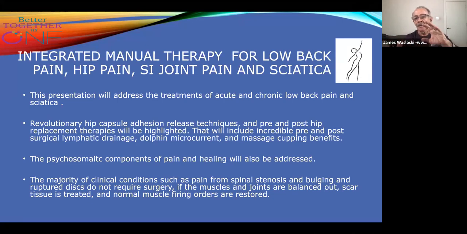And we're going to show you how, through relaxation of ligaments and through position release techniques, to get those iliums moving better around the sacrum, getting those muscles balanced, getting rid of bad scar tissue, and restoring normal muscle firing patterns in the hip.